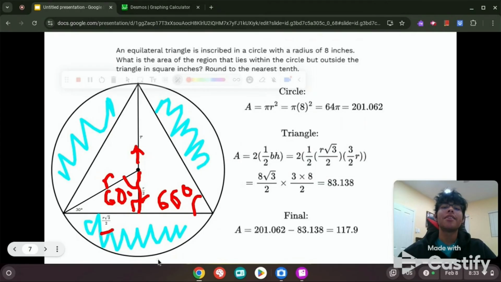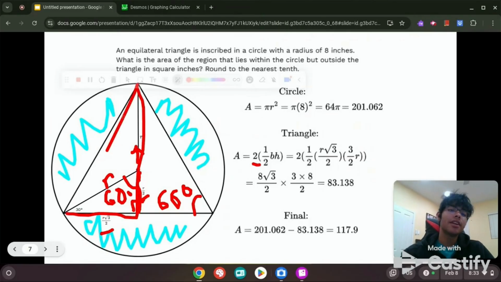So the easy part first, we can find the area of a circle, which is just pi r squared. R in our case is 8, so 64 pi or 201. Then for the triangle, we can use area is equal to 2 times base times height. The reason I put a 2 here is because what I'm trying to measure is the area of this triangle right here, but we have 2 of them, so I put a 2 on the outside.